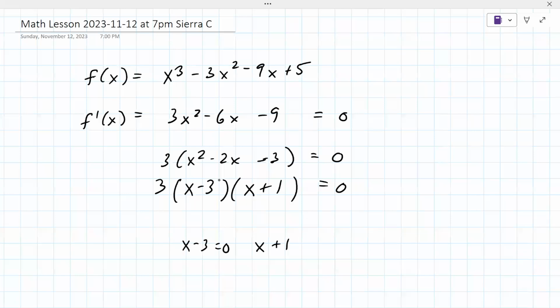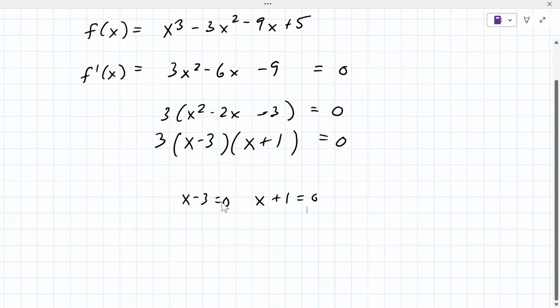Or they're actually not terms. They're the things in parentheses, factors. So you set those equal to 0 and solve for x. Now there are two ways to proceed from here.